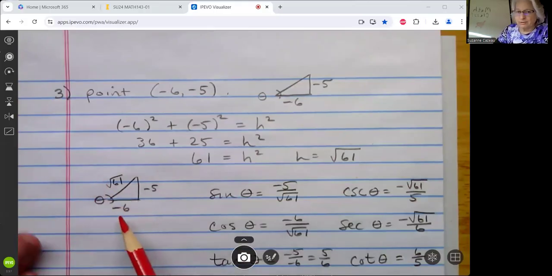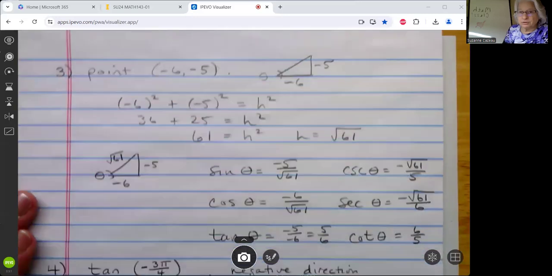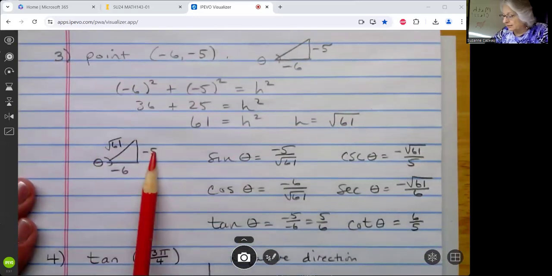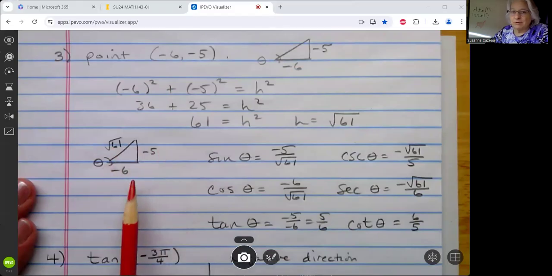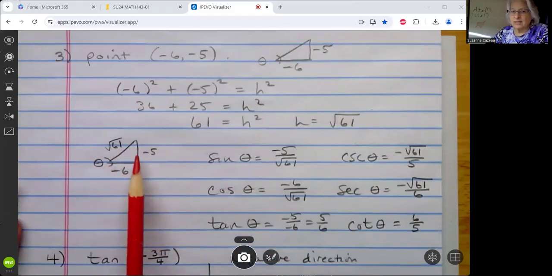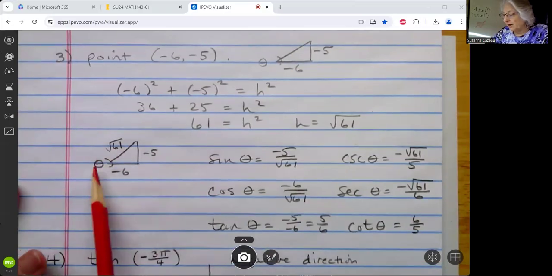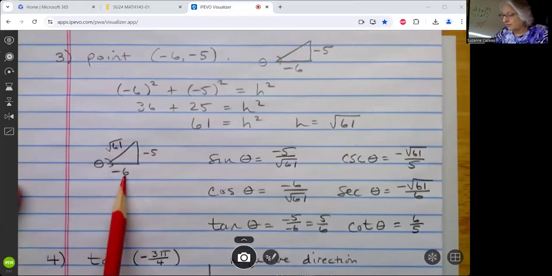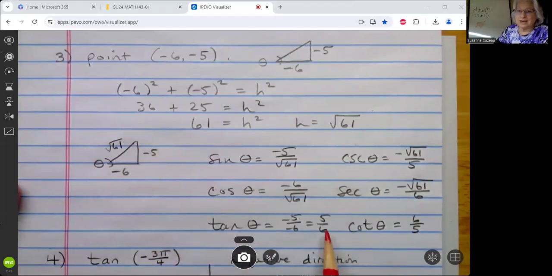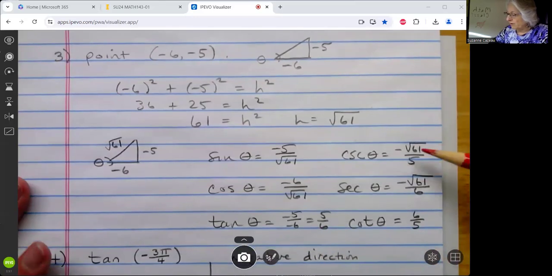And this is just me redrawing the triangle. And then you can just do your SOHCAHTOA. Sine is opposite over hypotenuse. And I like it this way because now your negative sign is built in. You don't have to worry about, all students take calculus, what's positive, what's negative in quadrant 3. So it's built in: -5 over root 61, -6 over root 61. -5 over -6 is 5 over 6. See, notice tangent is positive in quadrant 3. See that? And then, of course, you've got your reciprocals.